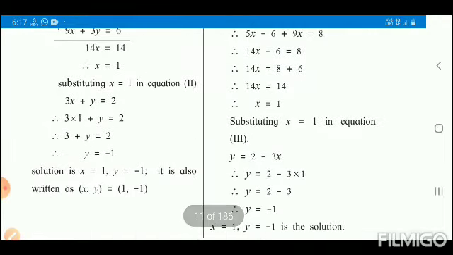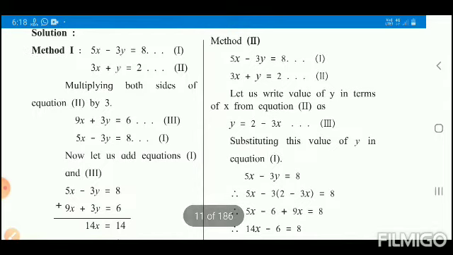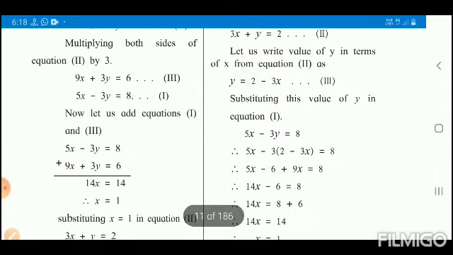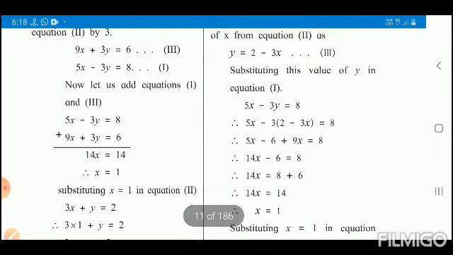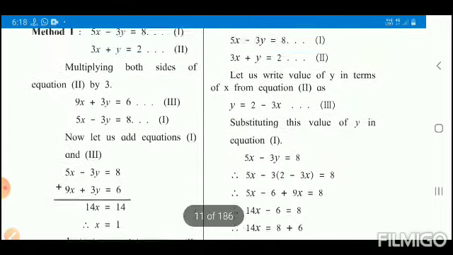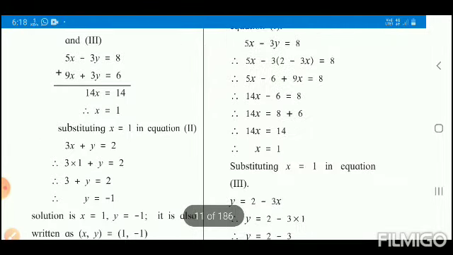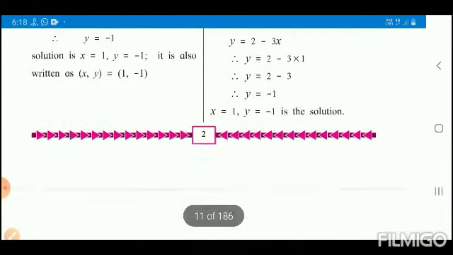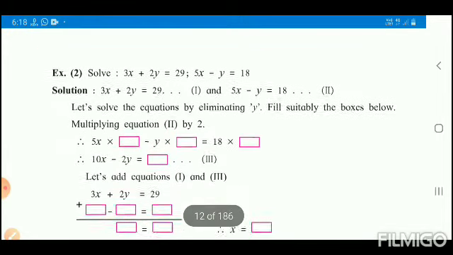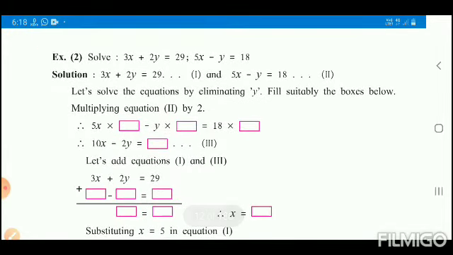They have given another method, that is, let us write the value of y in terms of x, and you have to put this value of y in terms of x into any equation, then you will get the values of x and y. Now we will see example number 2 given in your book.